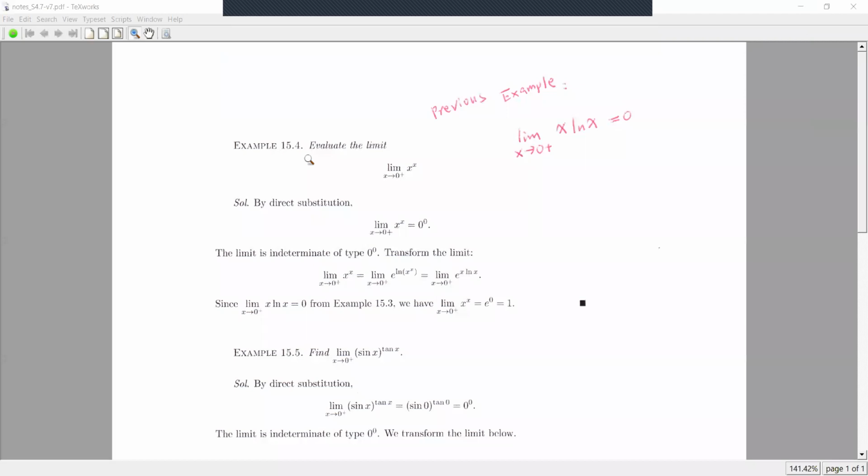Example 4. Evaluate the limit where x approaches 0 from the right. By direct substitution, plug 0 in for x, then we get 0 to the 0. 0 to the 0 is indeterminate. So this limit is a difficult limit. To find the limit, we transform the limit into a form where we can tell the limit. We transform the limit by natural log.